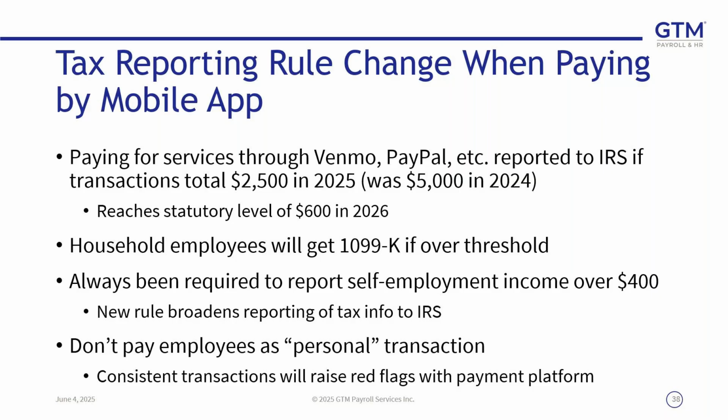Paying a date night or an occasional babysitter through a mobile app is still acceptable, but those sitters should know that this income will likely be reported to the IRS and should be reported on their personal tax return. It's always been a requirement to report income when net earnings from self-employment exceed $400. This new rule just broadens the reporting of tax information to the IRS. So remember, it's not a new tax, it's just a new reporting requirement.